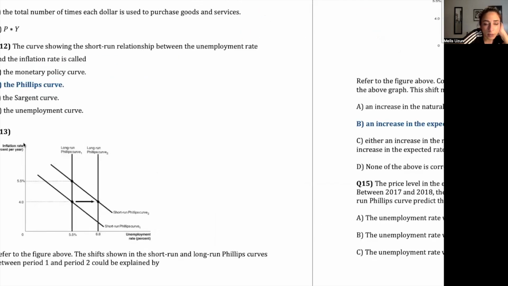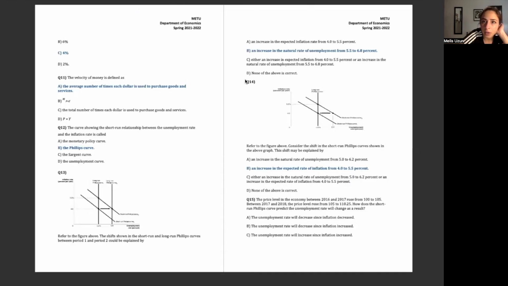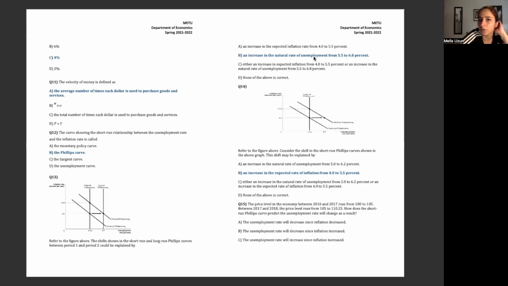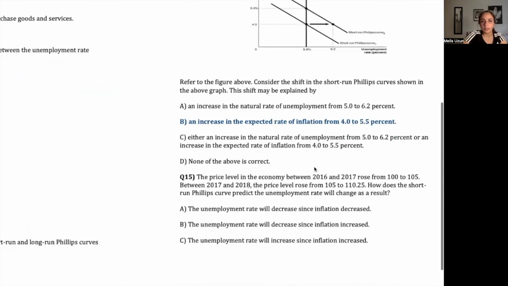This shows the y axis is the inflation rate and the x axis is the unemployment rate. Because both the short run and long run Phillips curves shift to the right, the inflation rate didn't change, but the unemployment rate increases from 5.5% to 6.8%. So there is an increase in the natural rate of unemployment from 5.5 to 6.8.